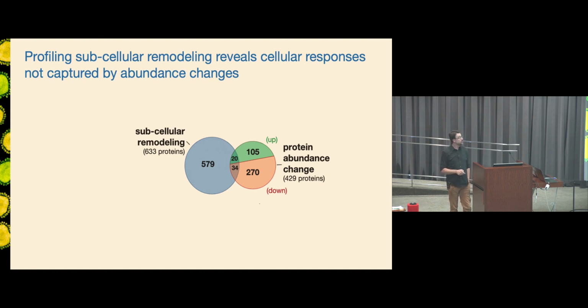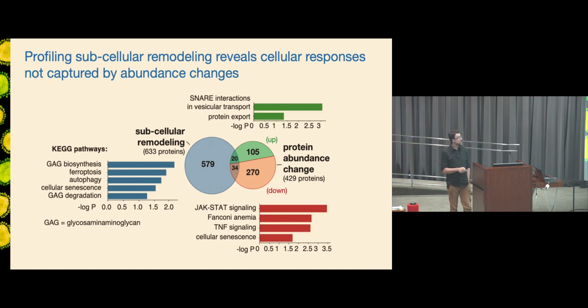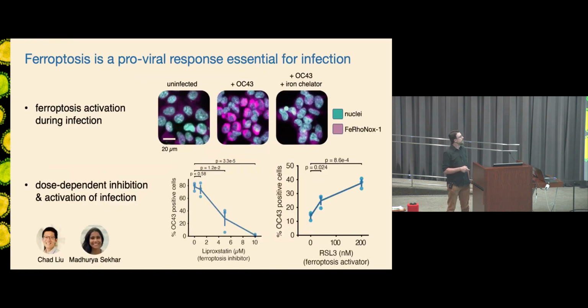Of course, we can do gene enrichment analysis on these different groups of proteins, and they tell us completely different and complementary pictures of what's going on in these cells, where abundance changes being mostly related to innate immune responses, but relocalization really being heavily enriched for things related to homeostasis and stress response. Something that did catch our eye was ferroptosis, which is a form of iron-dependent programmed cell death. We followed up on this a little bit, trying to understand its relationship with infection.